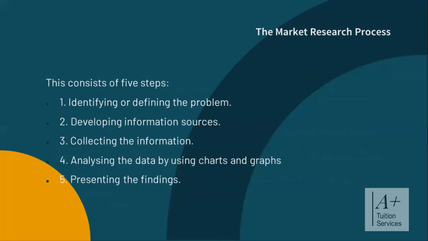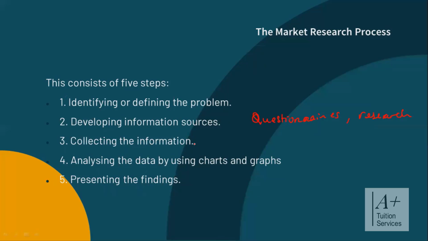So when we do market research, we usually follow 5 steps. The first step is to identify the problem. The second step is to develop information sources. So whether we get our information via questionnaires, whether we do our research, whatever the platform is, we need to ensure that we get our sources.